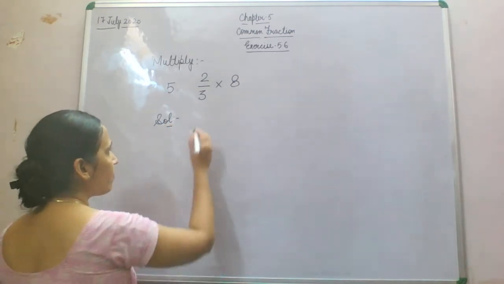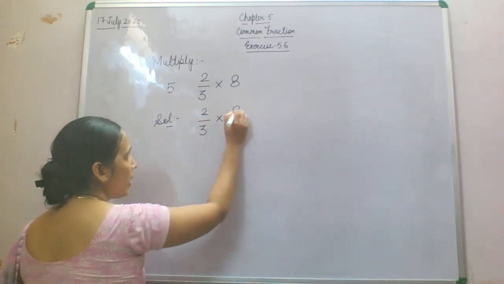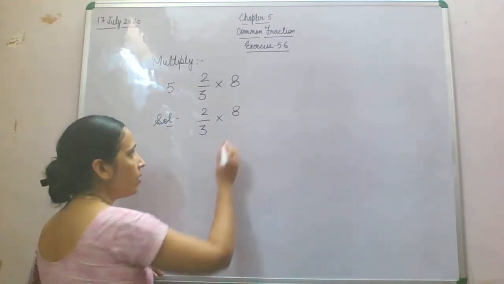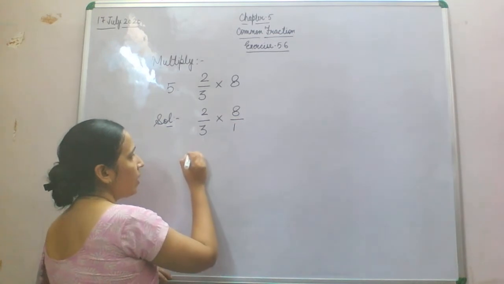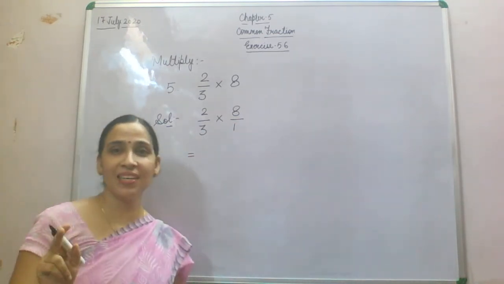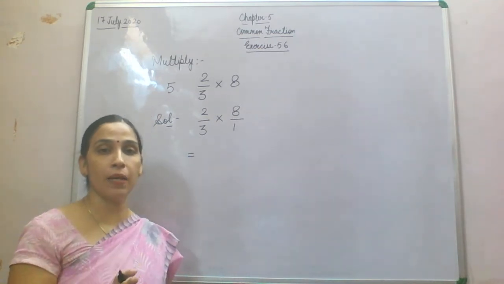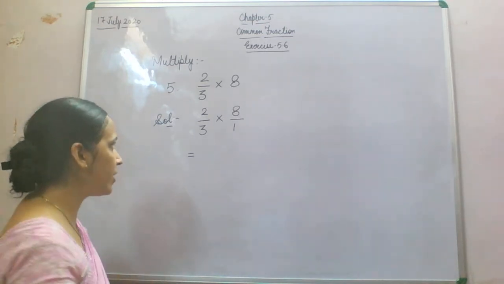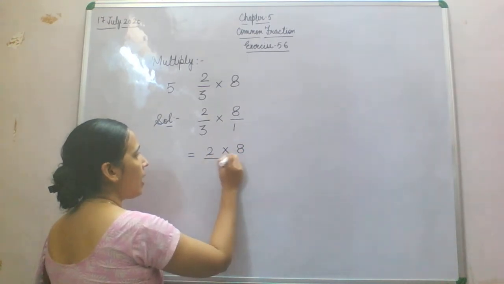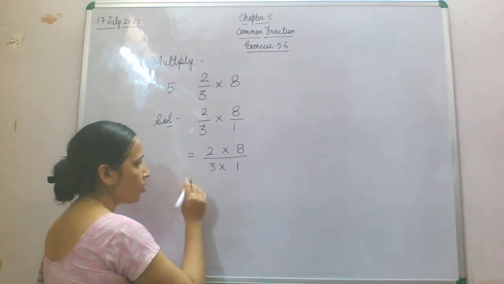Now here, what is the first step? 2 by 3. Now 8 is a whole number. We don't have anything in the denominator, so what will we write here? We will write 1. Now what is the next step? Yes, the numerator will be multiplied by the numerator and the denominator by the denominator. So let's start. 2 will be multiplied by 8 and 3 will be multiplied by 1. So this is your second step.